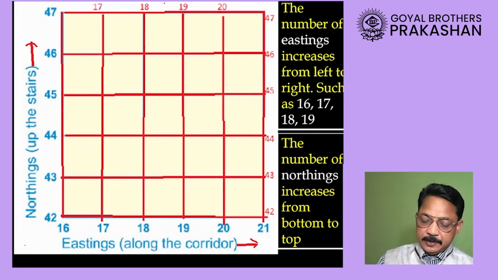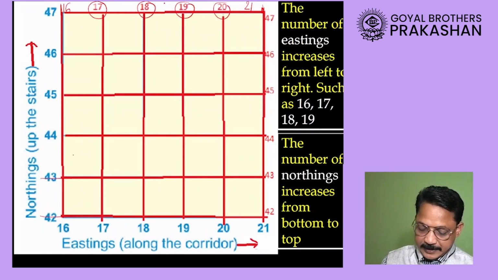Now, as we have already seen previously, this is what I have drawn for you. You can see the eastings number 17, 18, 19, 20. What will be this number? You are right, it will be 21. And what will be this number? Here is 17. So what will be this number here? You are right, this will be 16.